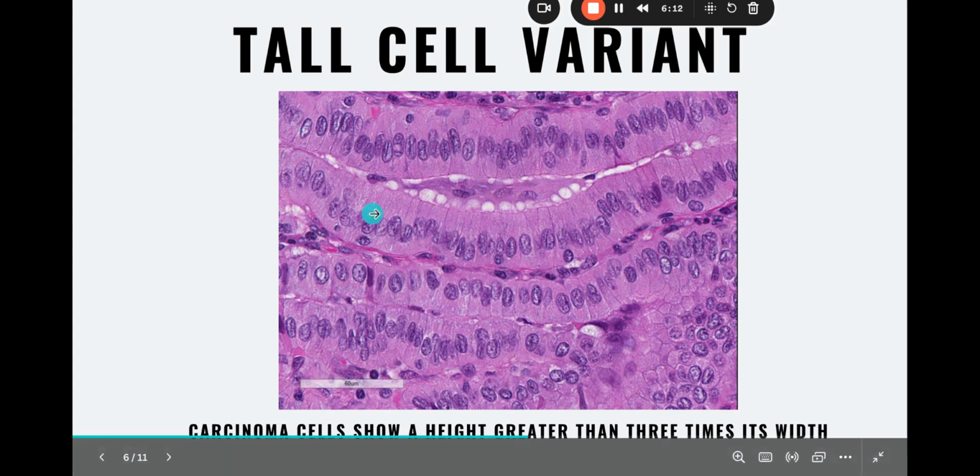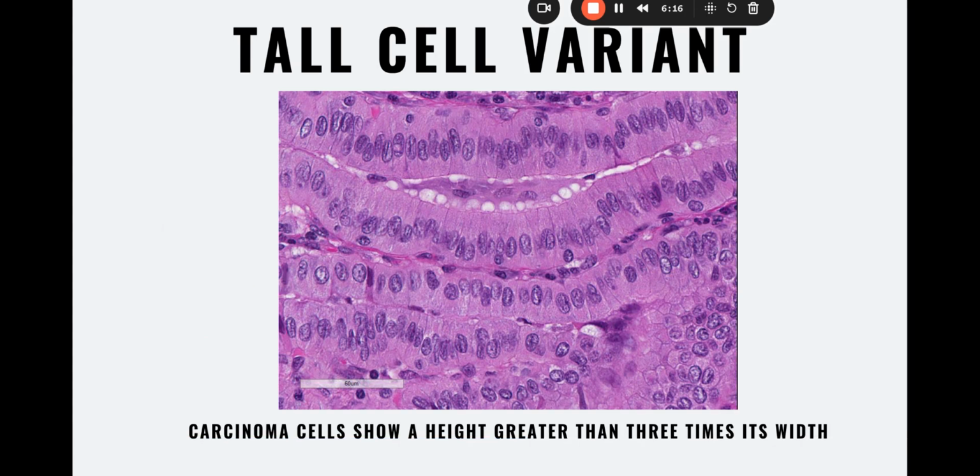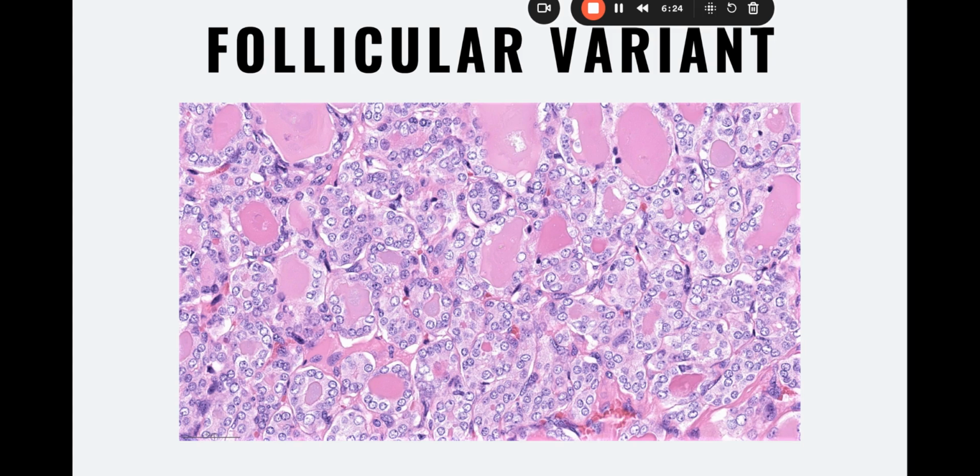Tall cell variant, like we discussed before, carcinoma cells show a greater height than width, so it can be 3 times greater, just for reference. So you can see here, definitely very tall, very elongated versus short and plump.